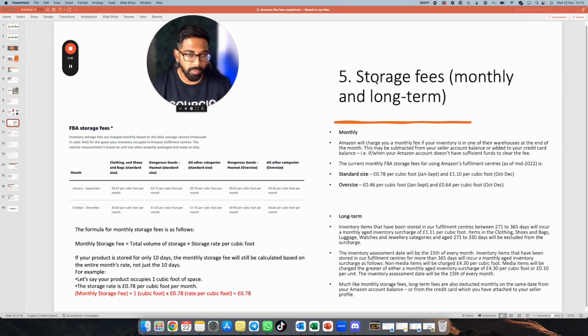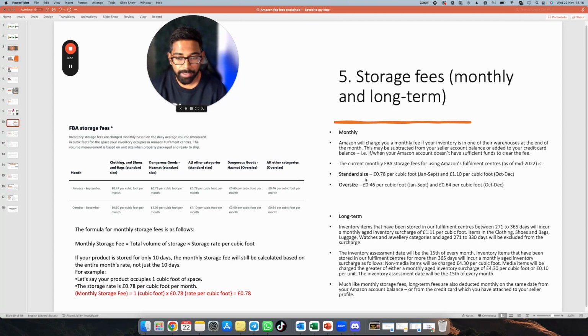So in storage fees, there is long-term and short-term storage fees. The short-term storage fees will be basically a monthly fee if your inventory is in one of the warehouses at the end of the month. This may be subtracted from your Amazon account balance or added onto your credit card balance when your Amazon account doesn't have sufficient funds, which is why I discussed that right at the start. So the monthly storage fees are simply these.